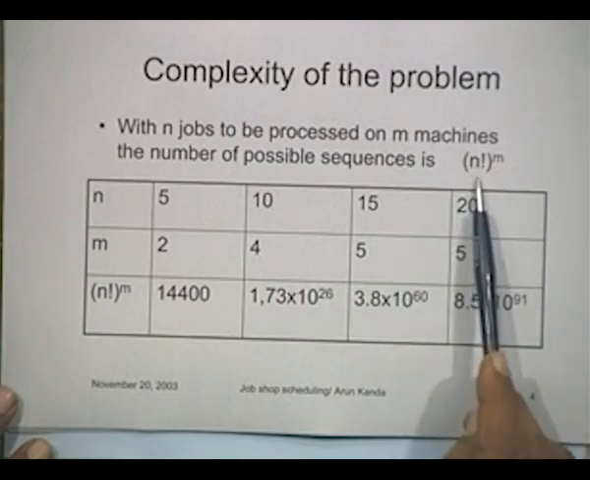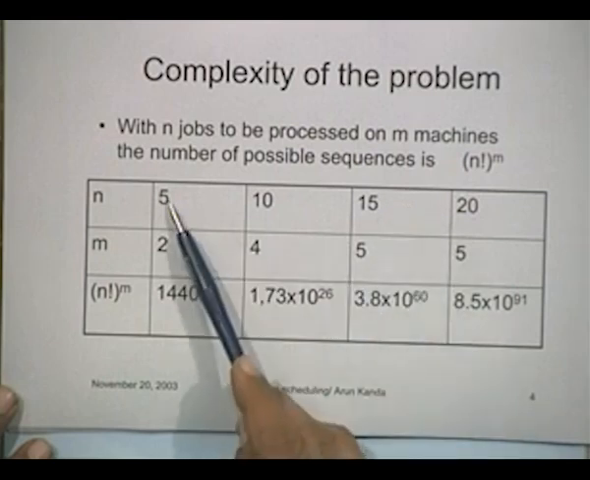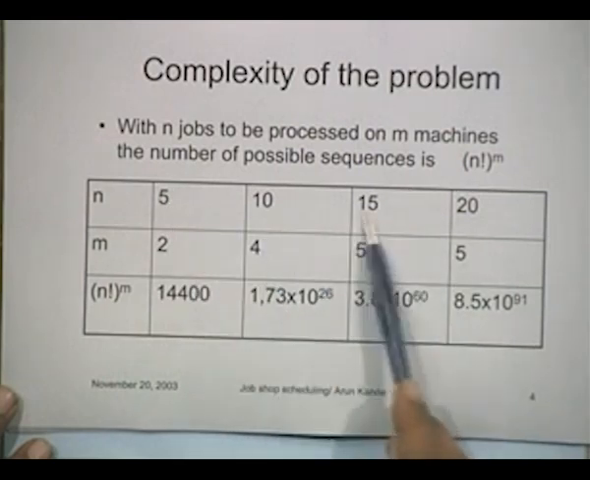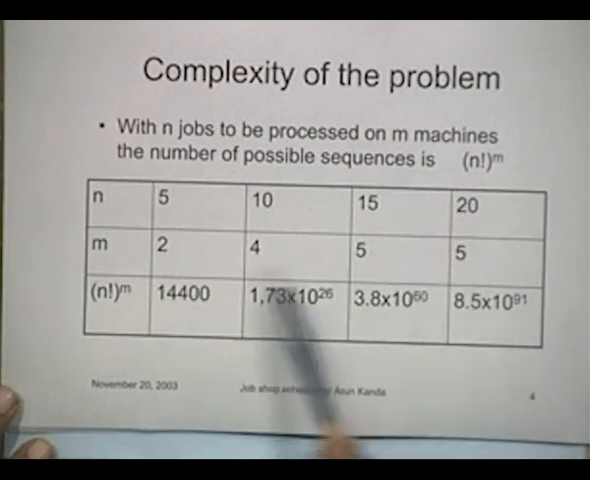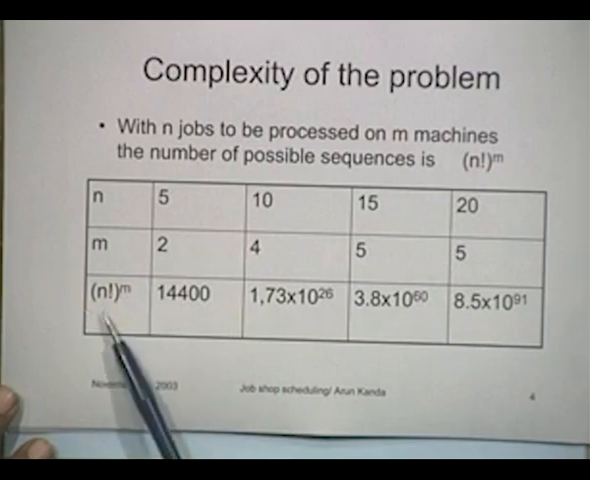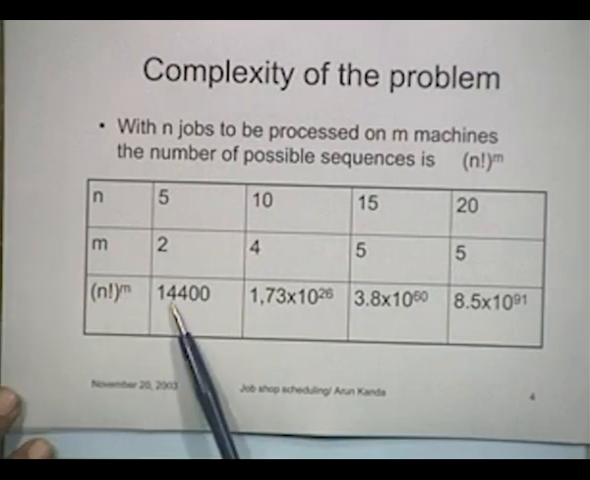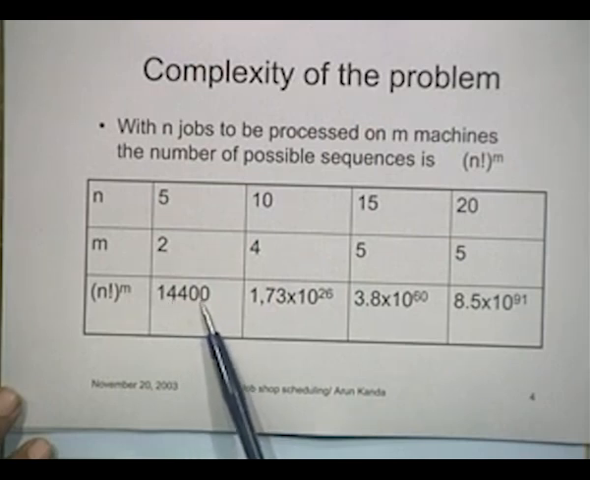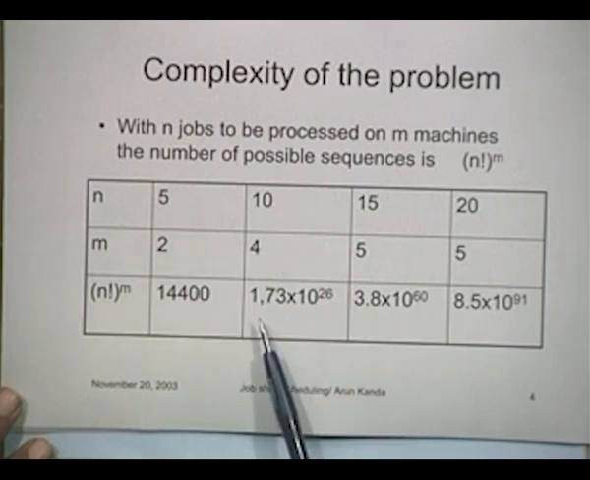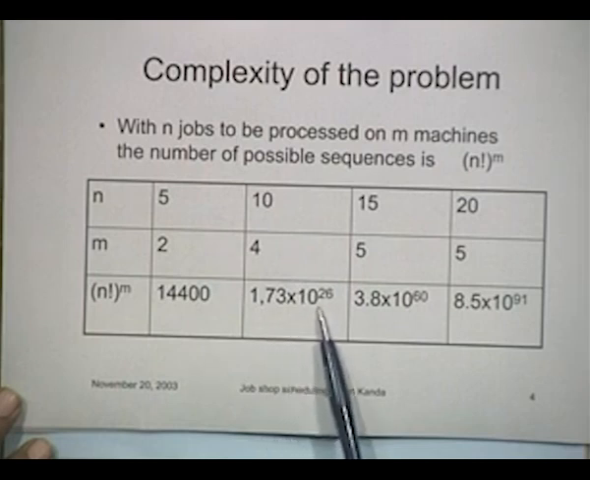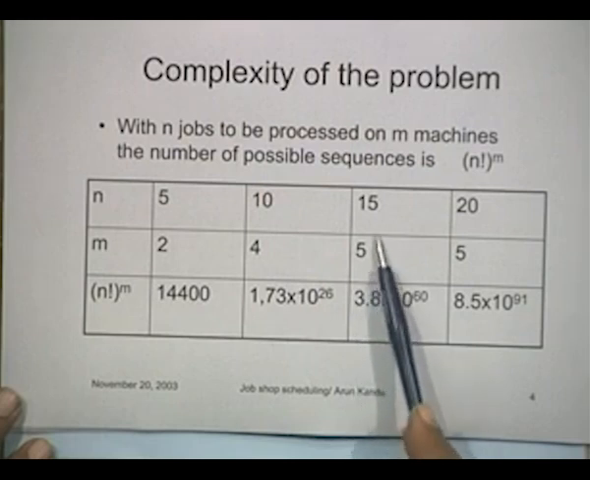Just to give you an idea how big this number can be, you can see, for instance, if the number of jobs is 5, 10, 15 and let's say goes up to 20, and the number of machines is 2, 4, 5, 5, the number of possible sequences for the first situation is 14,400 possible combinations. With 4 machines and 10 jobs, this number will go to 1.73 times 10 to the power 26, just to give you the number of possibilities. With 15 jobs, this value will go up to 3.8 times 10 to the power 60.